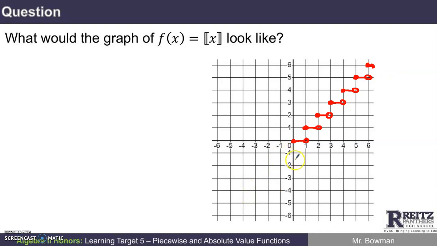I can even work backwards. For all the x values between negative 1 and 0, my output should be negative 1. But not at 0, because that jumps up here to 0. Between negative 2 and negative 1, I'll get negative 2. Between negative 3 and negative 2, I'll get negative 3, and so forth. You could fill this whole thing in.